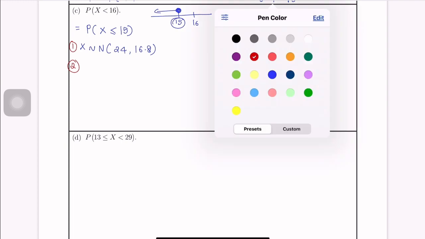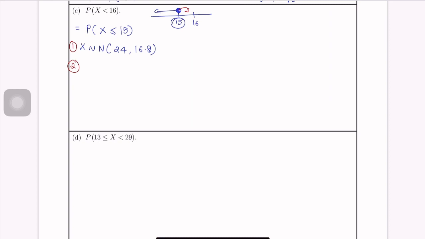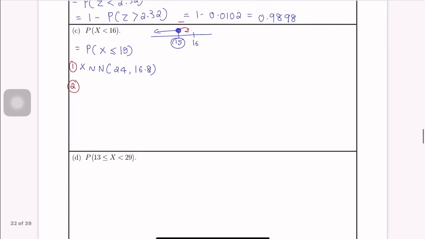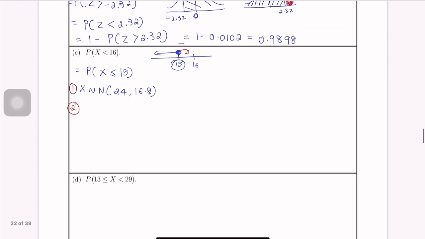So since we want to do CC, we have less than or equal to 15. Outside the blue line, we need to plus 0.5. So that means if we do CC here, we have probability x less than, I think I should change it to blue, probability x less than, so 14.5 or 15.5? Yes, 15.5 because we need to add 0.5.